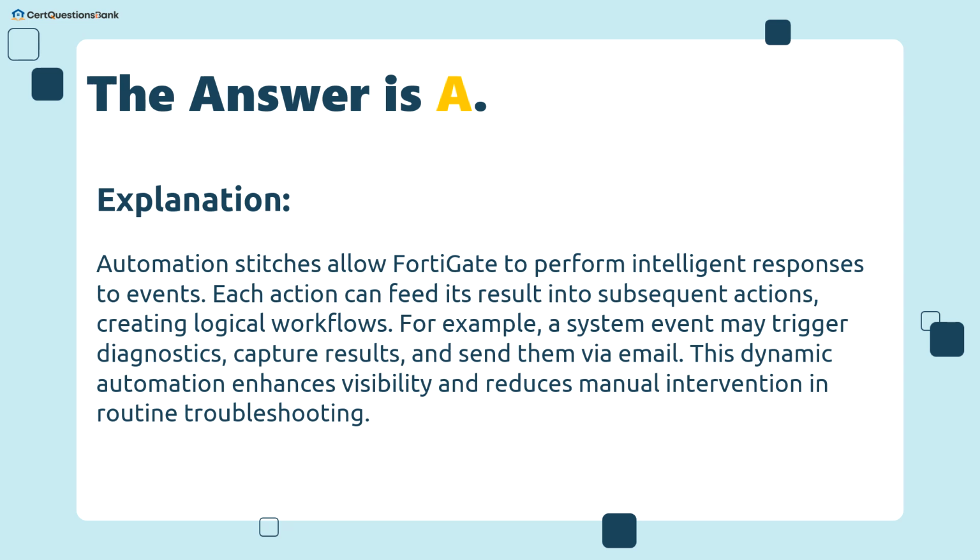Automation stitches allow FortiGate to perform intelligent responses to events. Each action can feed its result into subsequent actions, creating logical workflows. For example, a system event may trigger diagnostics, capture results, and send them via email. This dynamic automation enhances visibility and reduces manual intervention in routine troubleshooting.